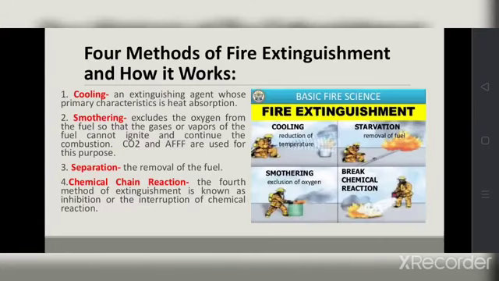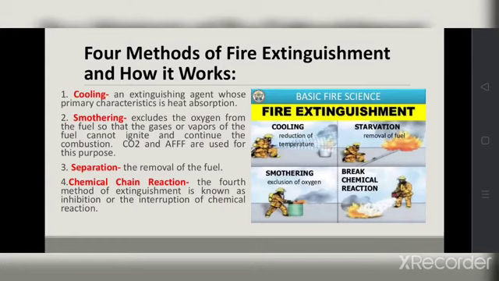Now let's go with the four methods of fire extinguishment and how they work. First is cooling. So what is cooling? It is an extinguishing agent whose primary characteristic is heat absorption. So it reduces the temperature, right? As I mentioned on the three elements of fire, if one of the elements is absent, there will be no fire. So the function of cooling is to reduce the temperature. So we take away its heat.